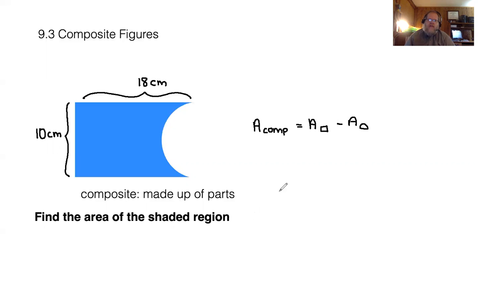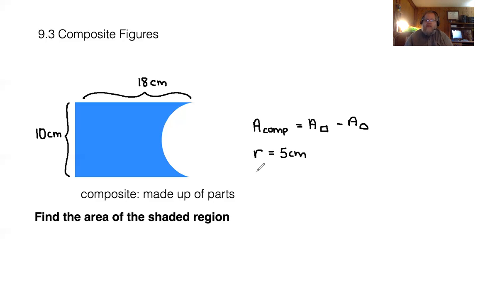So can we find the area of the semicircle? The answer is yes, if we can find its radius. Can we find its radius? Pause the video real quick. Think about it. Can you find the radius? The radius is easily found because the diameter of the semicircle, since this is a rectangle, is the same as 10 centimeters. And that means that the radius is equal to 5 centimeters.